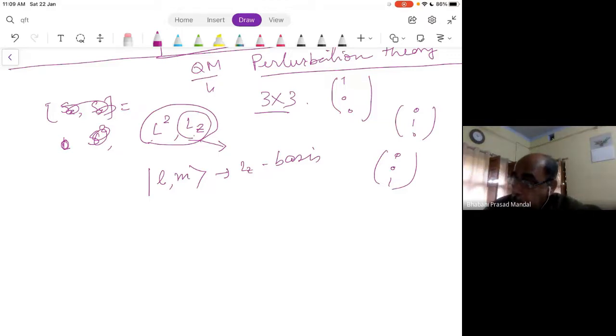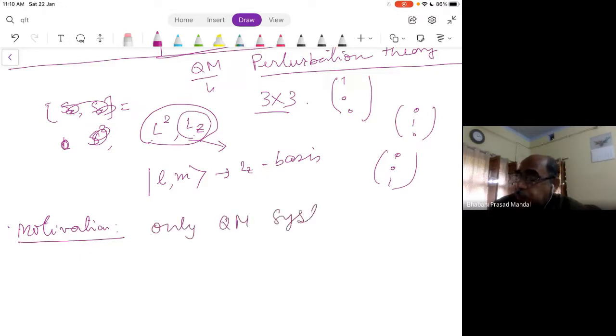Okay, so let us start with perturbation theory. What is the motivation? The motivation is that only a few quantum mechanical systems you can solve exactly.